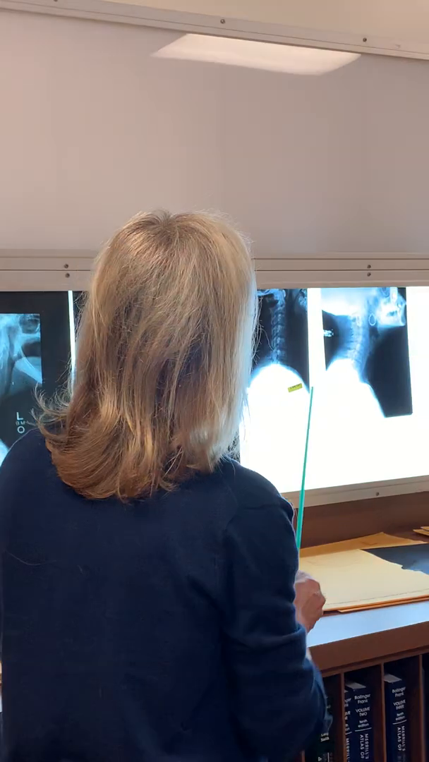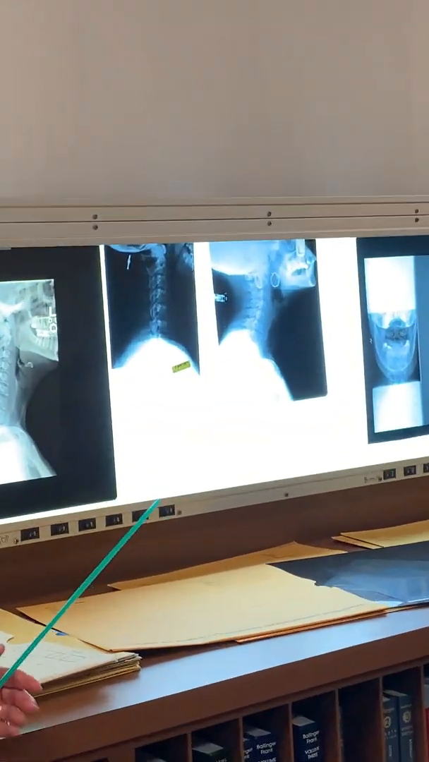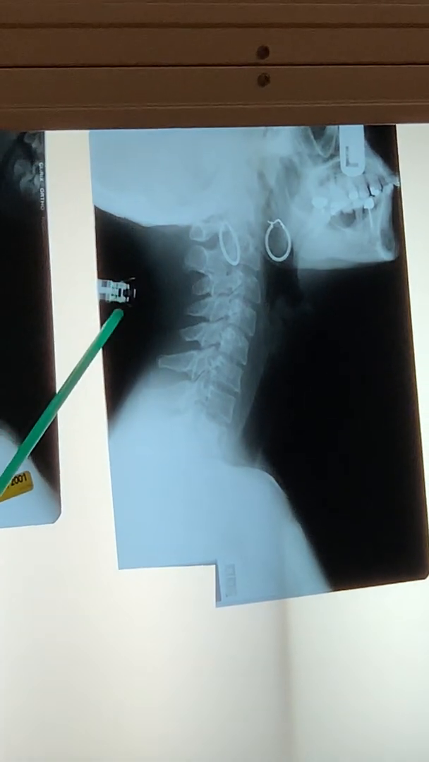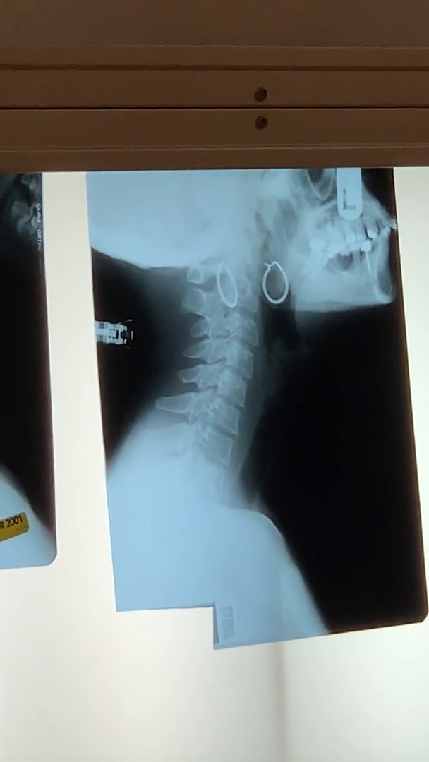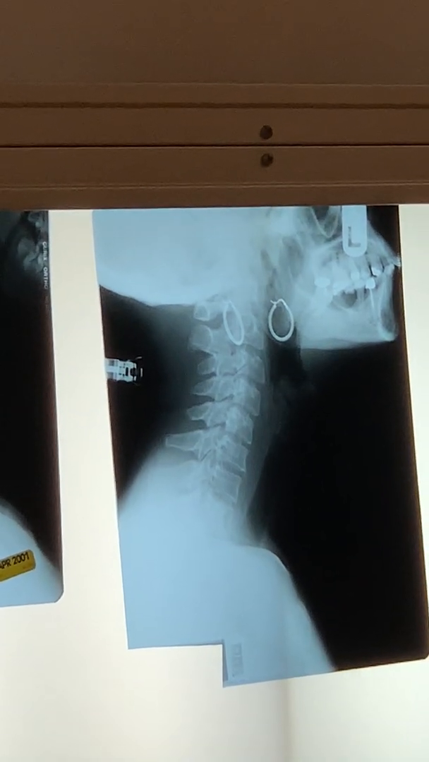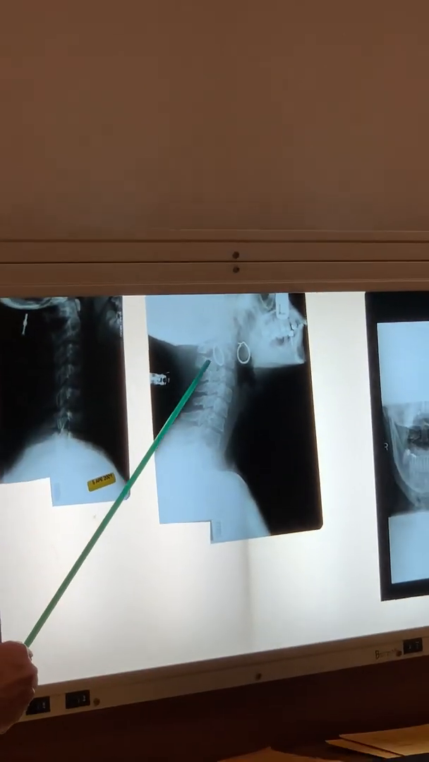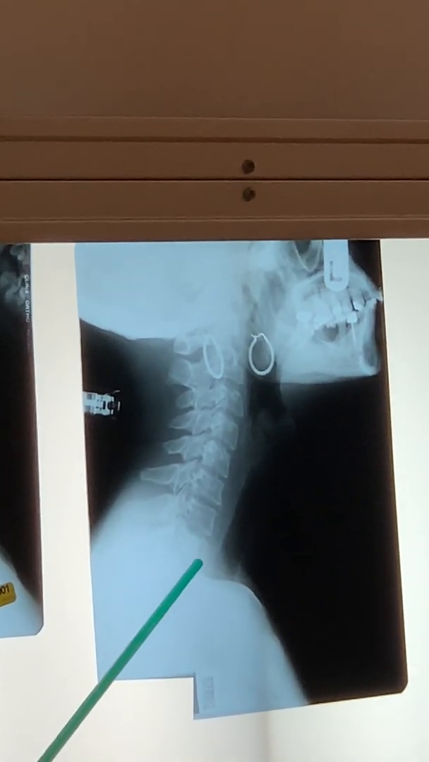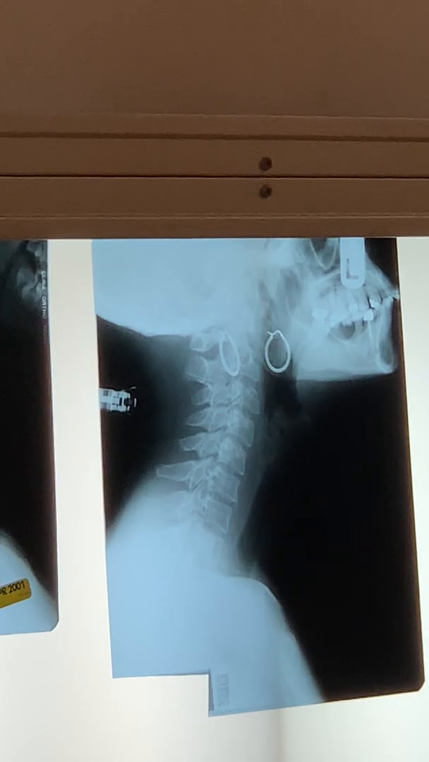Okay. What's wrong with that one? Earrings, a zipper of some kind is there. Could that be a neck brace? No? Could be. So 1, 2, 3, 4, 5, 6. Oh, C7 and T1. We see that too.